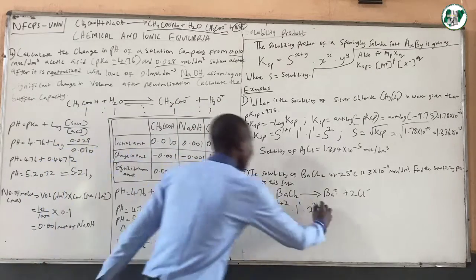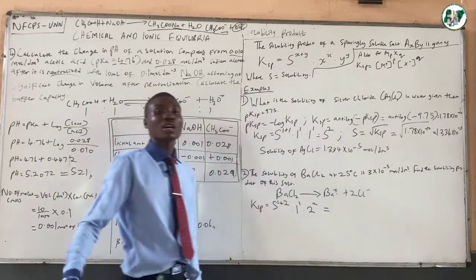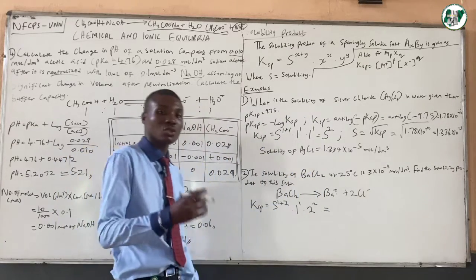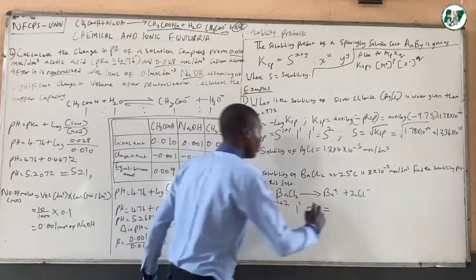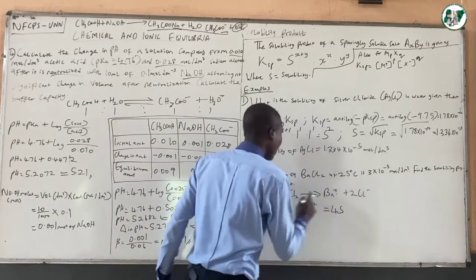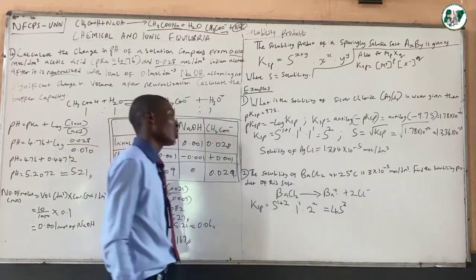So we're going to have this equal to 2 times 2, this is 2 raised to the power of 2, so that is 2 times 2. 2 times 2 is 4. 4 times 1 is 4. 4 times S will give us 4S. 1 plus 2 is 3. So that is 4S raised to the power of 3.